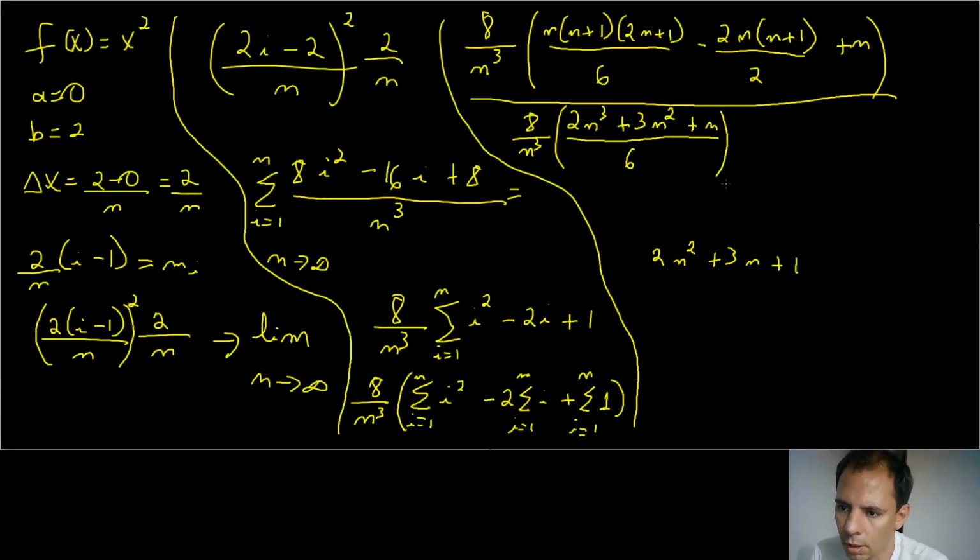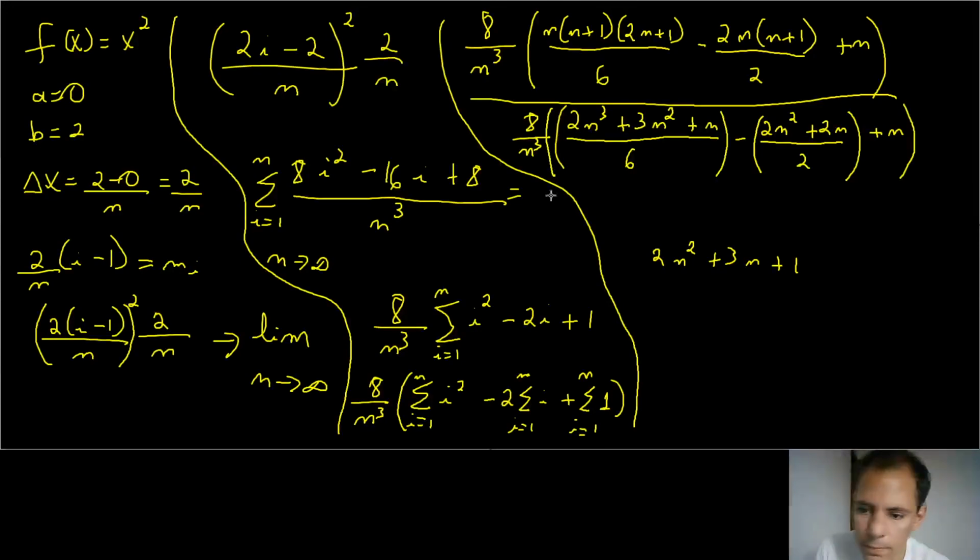Okay. All right. In here, you're going to have minus, okay? And then you have this thing here, which is 2n squared plus 2n divided by 2. Yeah, divided. Okay, I'll do it in the next one. Plus n, and this thing here is actually multiplying everything. So I'm going to do that.